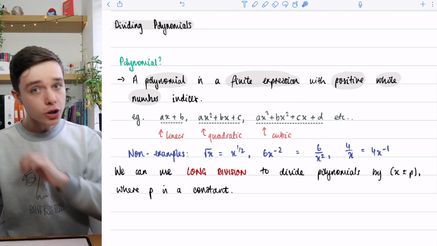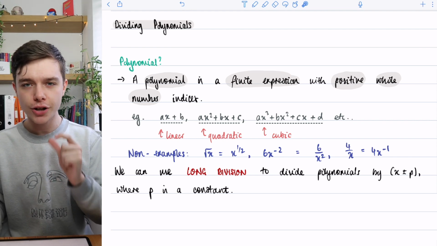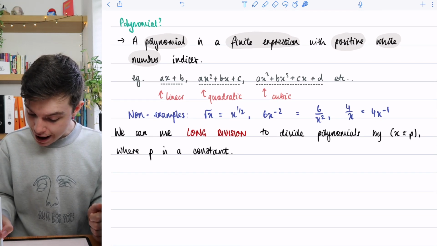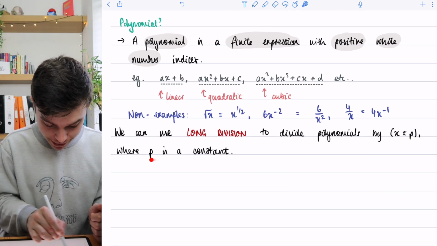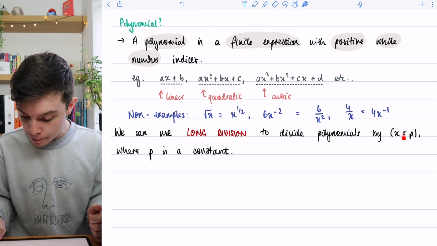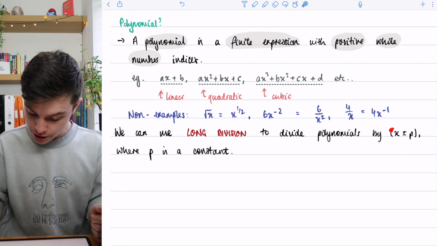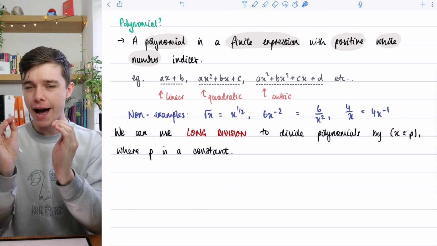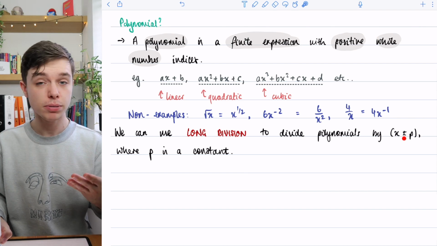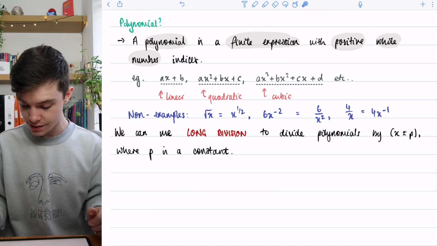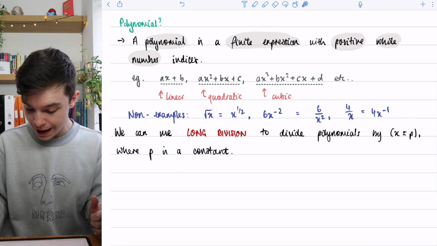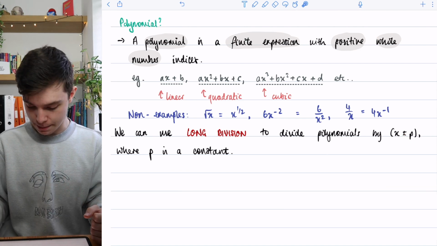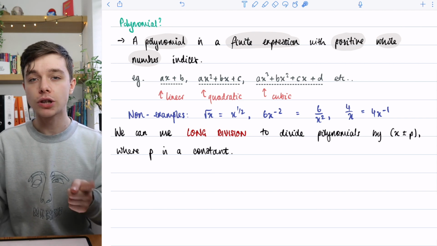Now, we can use long division here to divide polynomials by a factor. And we use long division to divide polynomials by this factor here, where p is a constant, x plus or minus p. And I always write brackets around it here because that's what we divide by. We divide by all of it. We divide by x plus or minus, it might be x plus p, so x plus 2 maybe, or it could be x minus p. P could be maybe 4, so x minus 4, for example. Okay, so that's where we use long division.